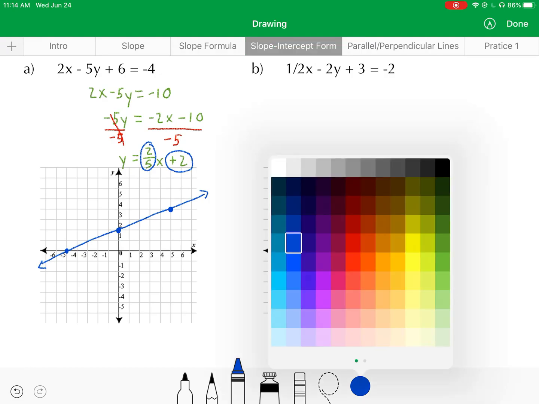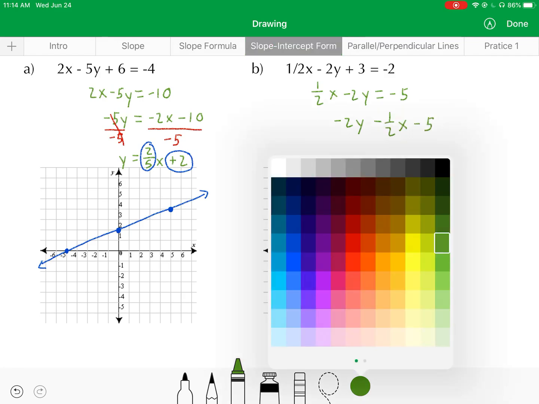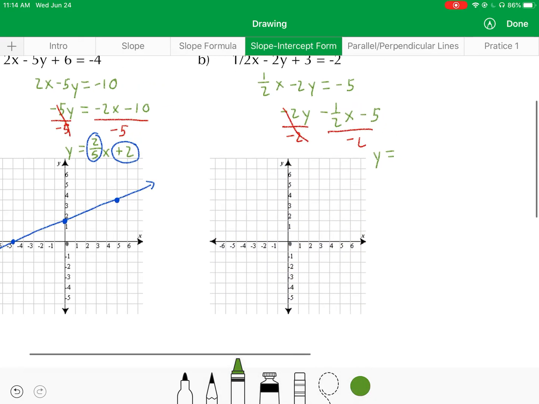Okay, next example, very similar process. I'm going to subtract 3 over to the other side. Then I'm going to subtract 1/2 x over. Divide by -2. And in slope-intercept form, y is going to equal 1/4 x plus 5/2, or plus 2.5.